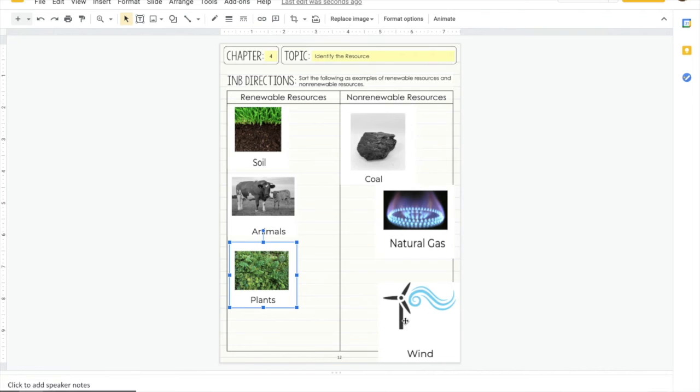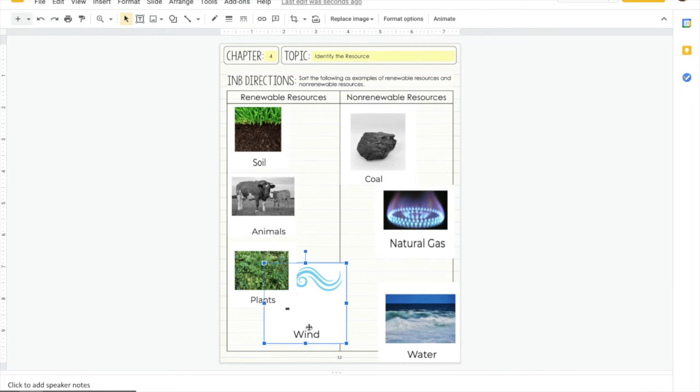Our next resource is wind. Is wind a renewable resource or a non-renewable resource? If you said renewable resource, that is correct. Please write wind on the renewable resource side.